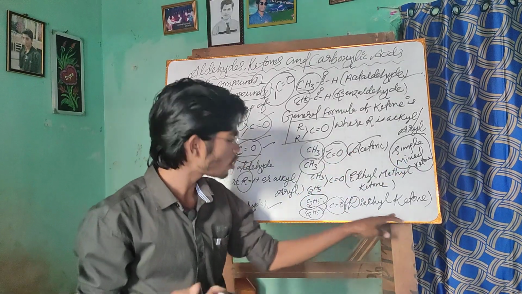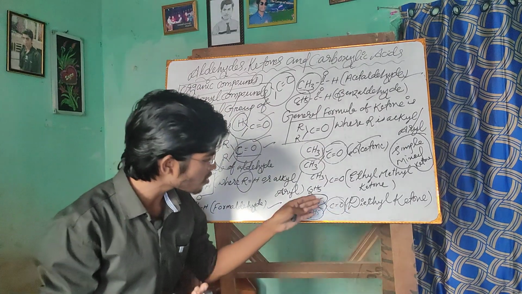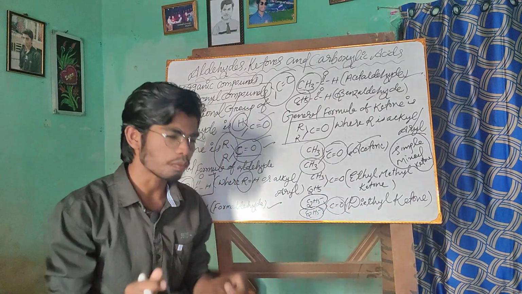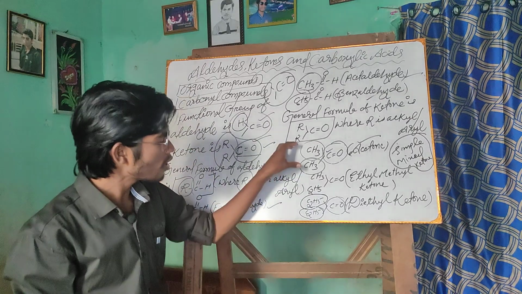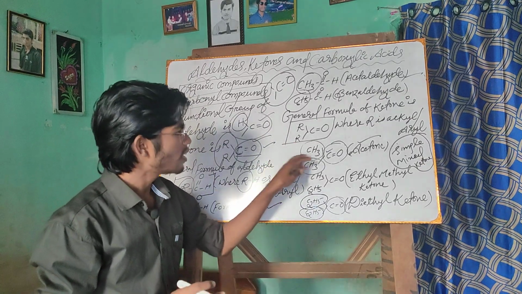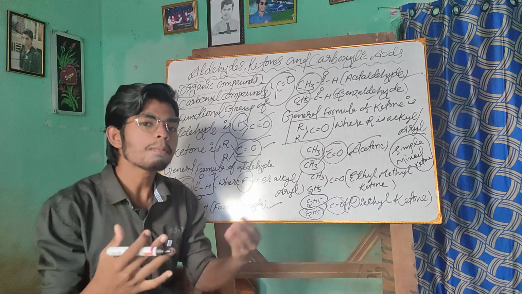Similarly, diethyl ketone is also a simple ketone because this ketone consists of the same kind of alkyl groups, that is the same ethyl groups. And here the methyl groups are the same. That's why here it is also a simple ketone.